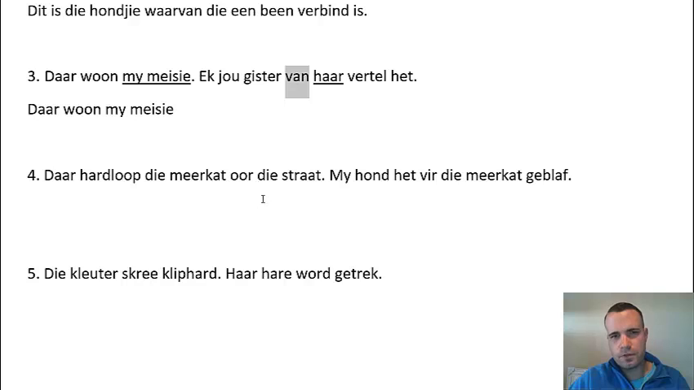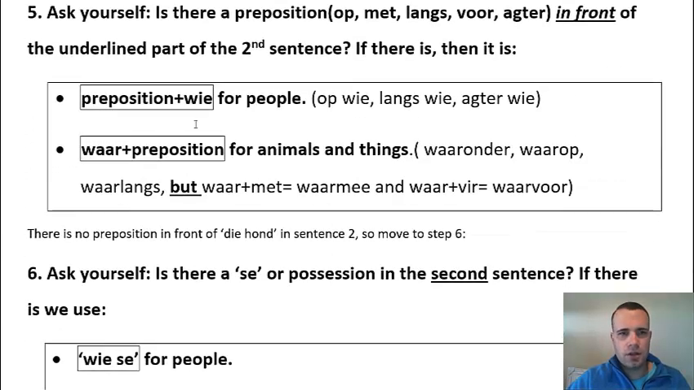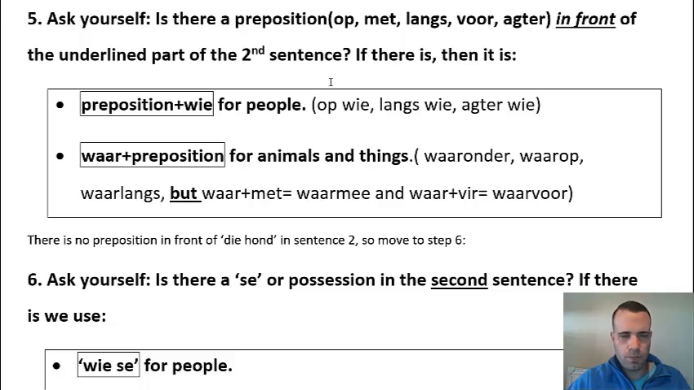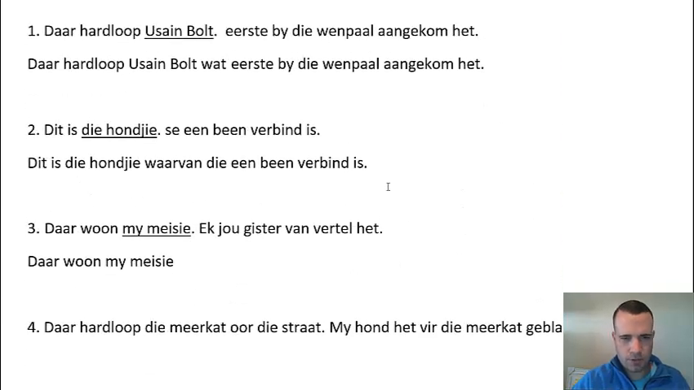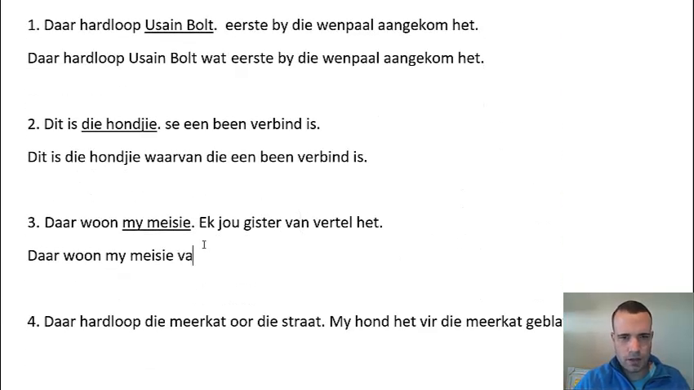Yes, there is a preposition, van. This one counts. Okay, so yes, there is a preposition in front of the underlined part in the second sentence. So we're looking at this question here. What are we dealing with? We're dealing with a person. So our joining word is going to be that preposition that they give you plus wie as two words, like op wie, langs wie, agter wie. What preposition did they give us? They gave us van. So our joining word is going to be van wie ek jou gister vertel het. And then the rest of your sentence too. Okay.